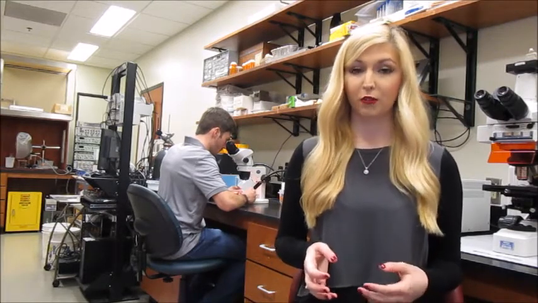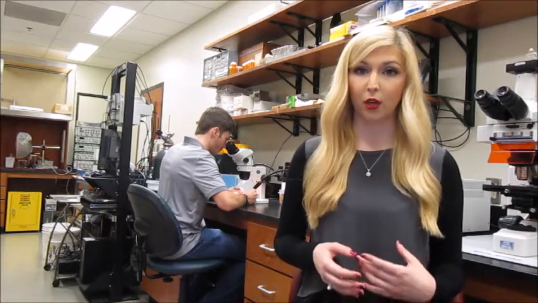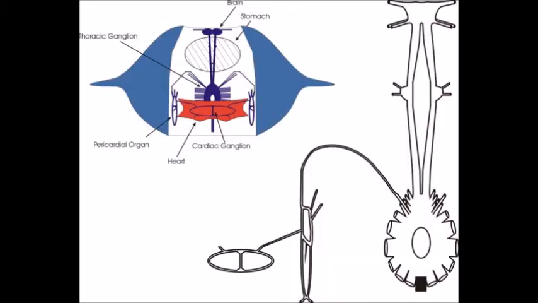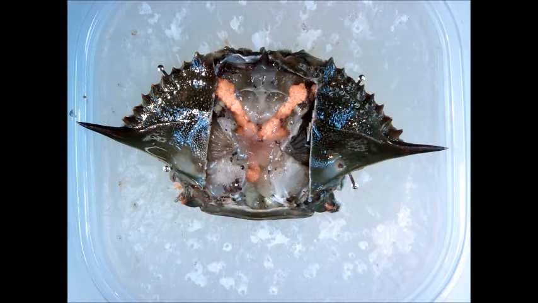The central nervous system of crustaceans includes structures like the brain, thoracic ganglion, pericardial organs, and cardiac ganglion. Shown here is a simple schematic of the central nervous system of a blue crab. The crabs used are bought locally and maintained at Valdosta State University in an aquarium.